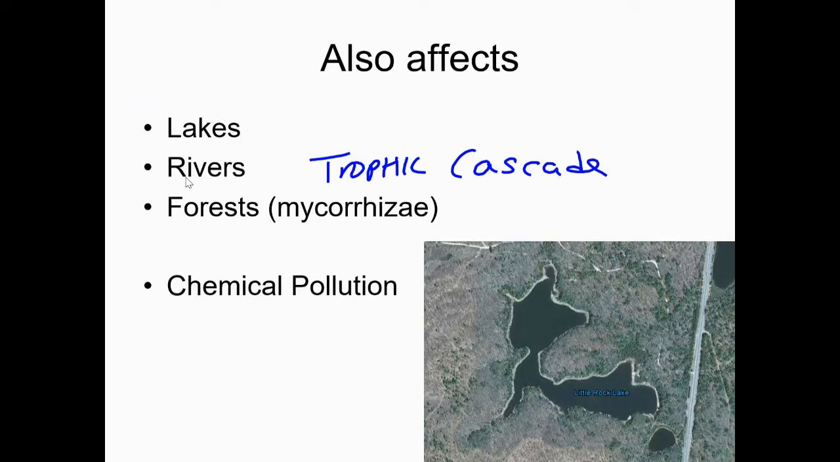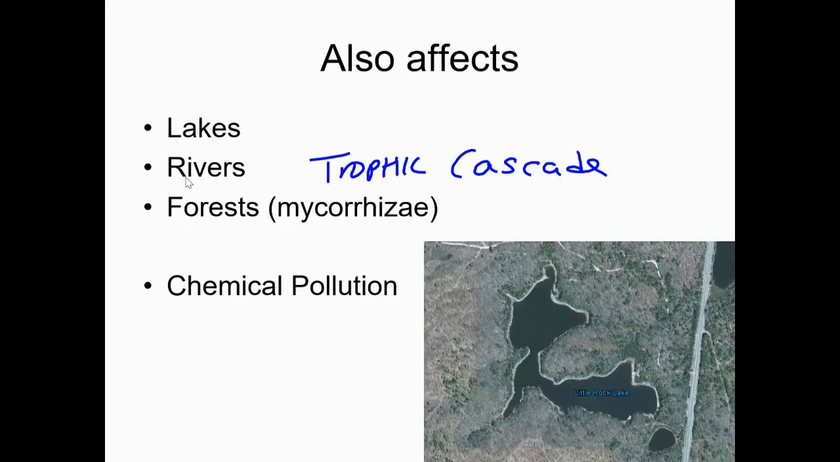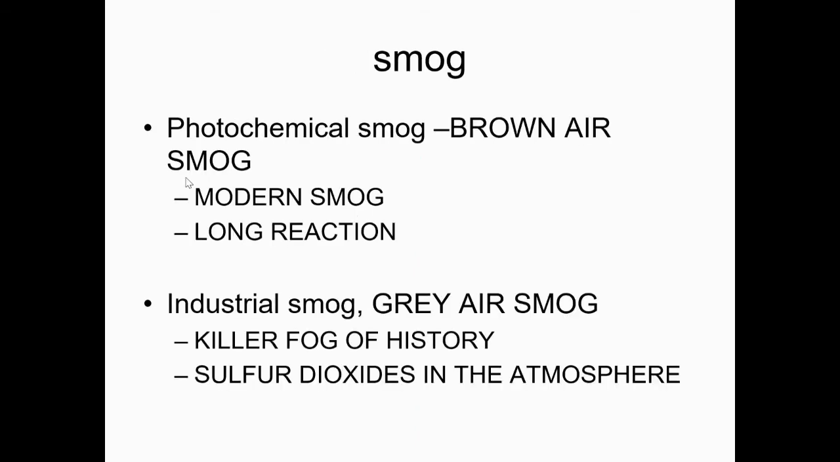It also affects lakes, rivers, and forests. Trees have a fungus on their roots called mycorrhizae that helps them absorb minerals. Acidic rain causes impeded root absorption, which can have major problems. It also releases aluminum, which makes soil even worse. The other thing is it can make chemical pollution worse because acidic water tends to dissolve more heavy metals. And we already talked about the trophic cascade.